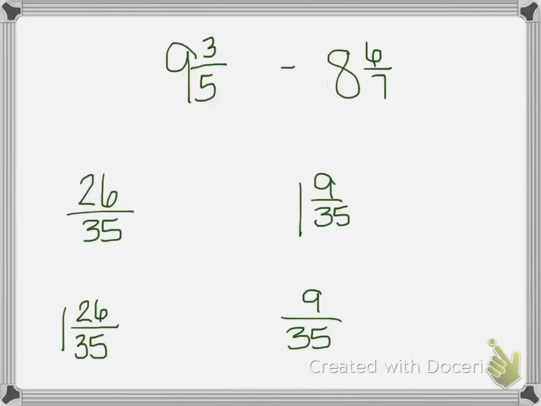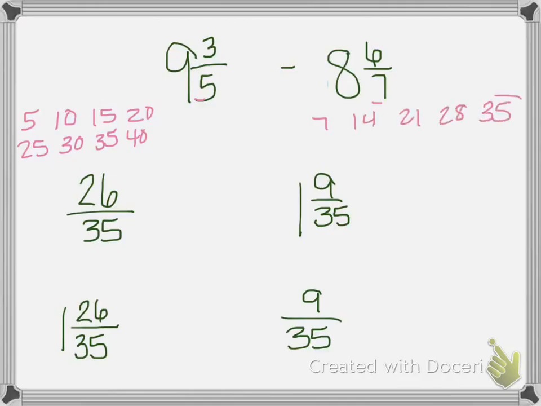Number 3 says, choose the best answer. So we have 9 3/5 minus 8 6/7. So since we have a 5 and a 7, we have to find a common denominator. 5, 10, 15, 20, 25, 30, 35, 40. Then we count by 7s. 7, 14, 21, 28, 35. So as we see, 35 is a multiple of both 5 and 7, so we can change our denominators to 35ths.